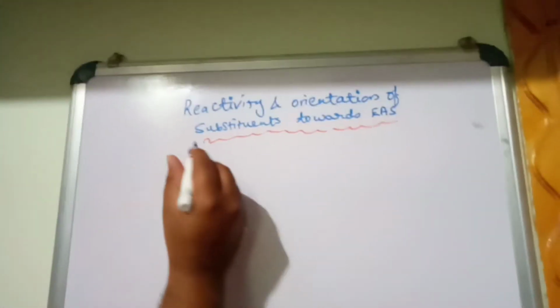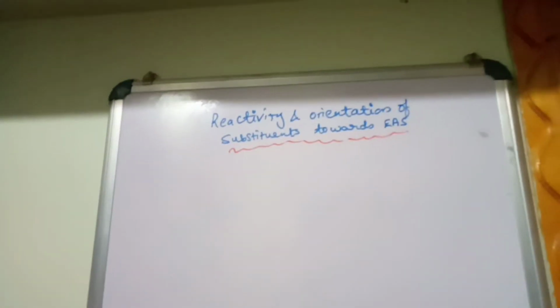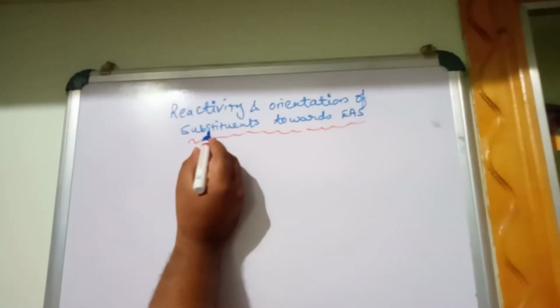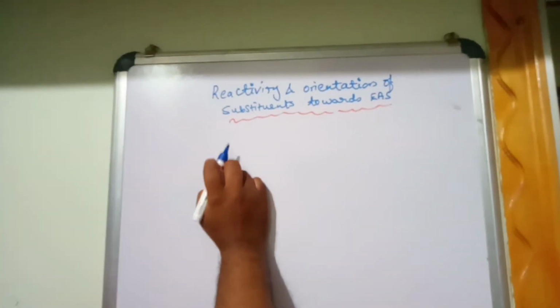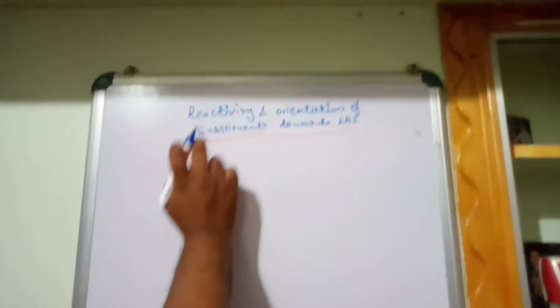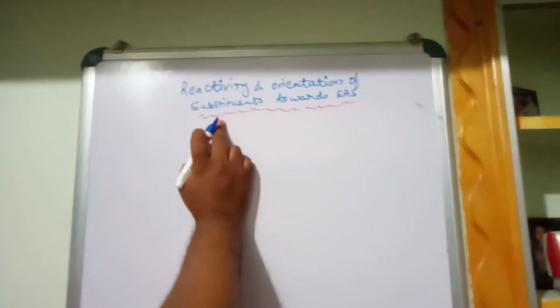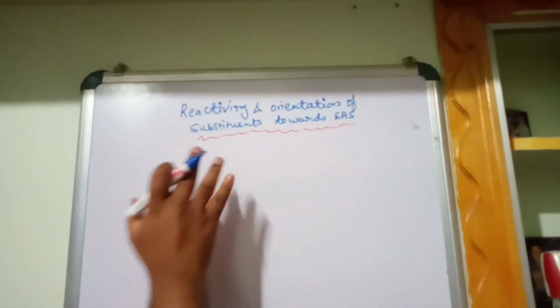Today we discuss a very important topic: reactivity and orientation of substituents towards electrophilic aromatic substitution reaction. About the substituents, in my previous lecture I have given the types of substituents, so please follow the link shared in the comment box. We discussed in the previous class that substituents are of two types, electron donating and electron withdrawing groups.